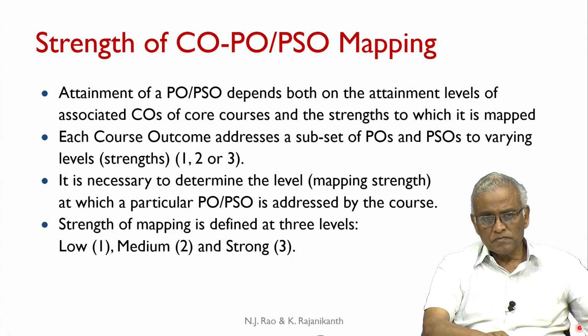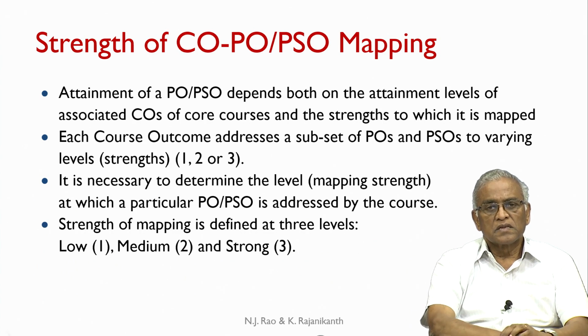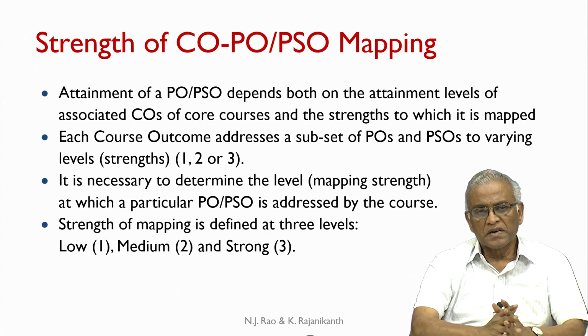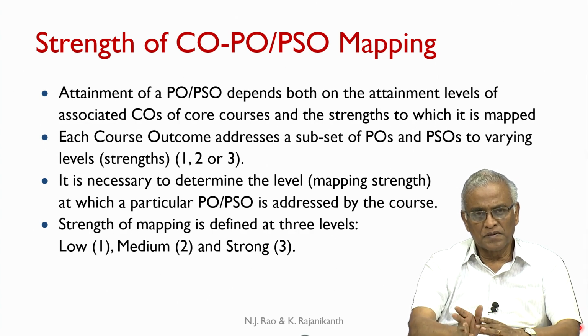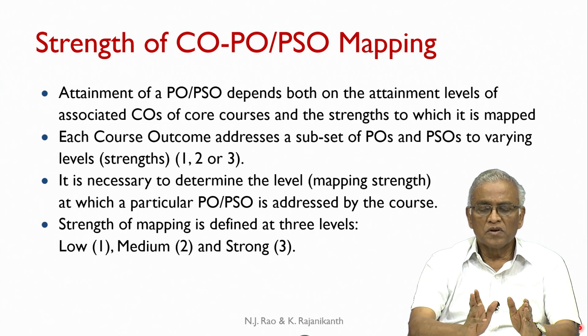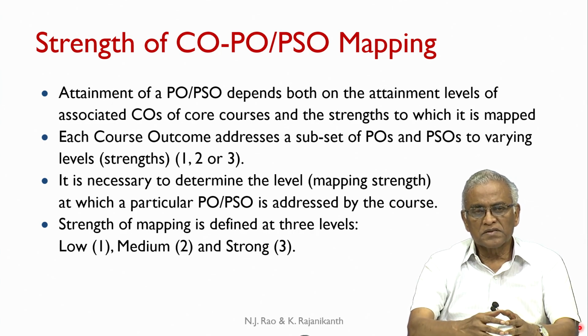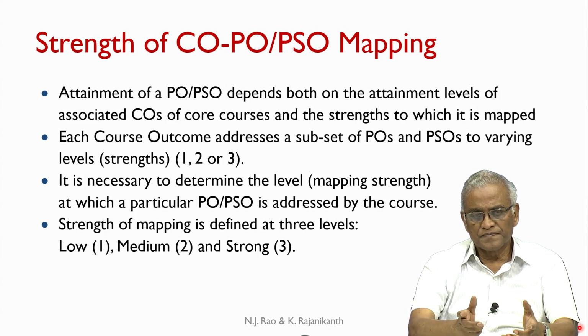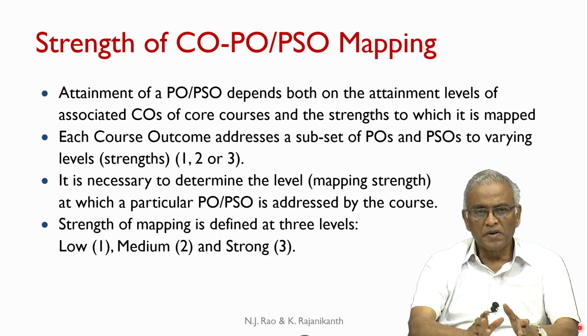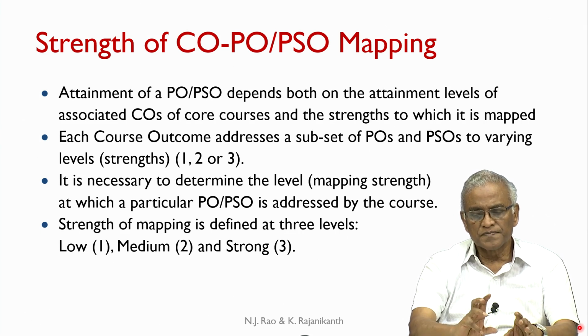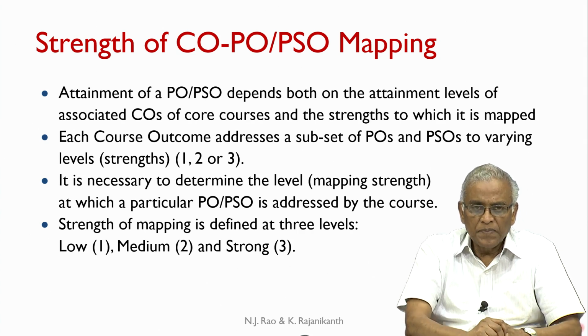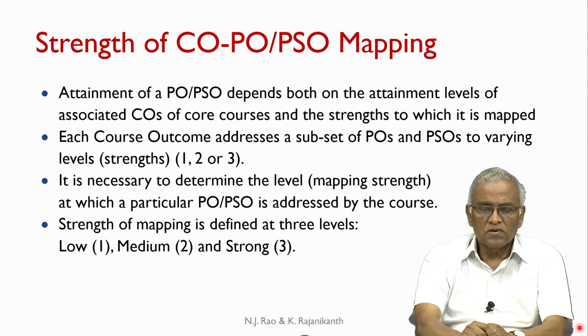Now we move on to something that we have already seen. We have already stated that the program is characterized by program outcomes and program specific outcomes, and these POs and PSOs are mainly addressed or attained through core courses. Besides core courses, you may have projects and some co-curricular and extracurricular activities, but dominantly POs and PSOs need to be attained through formal courses, core courses.